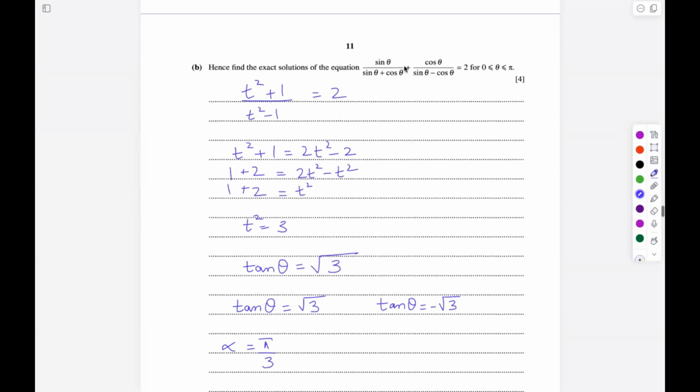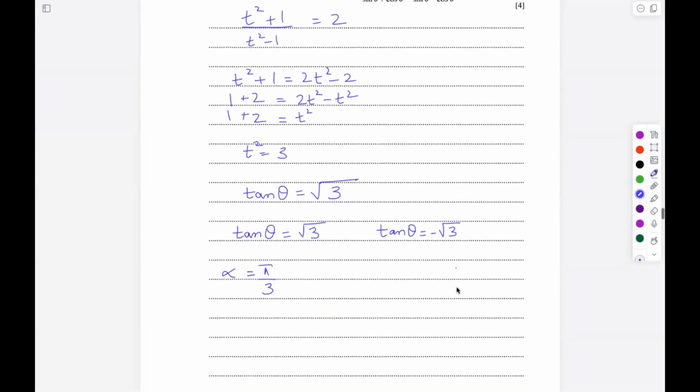Now, as the range of theta is from 0 to pi, if we make the quadrants to find the angle theta, we'll make the basic angle in the positive quadrant of tan from 0 to pi. So the first quadrant is positive for all the trigonometric ratios. And as tan is also negative, we'll also take tan in the negative quadrant. So tan is negative in this quadrant. So we'll make the basic angle over here as well.